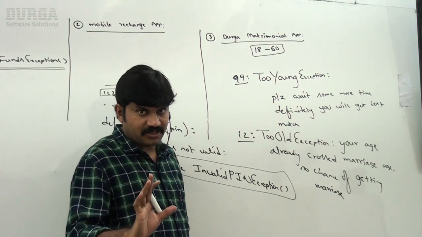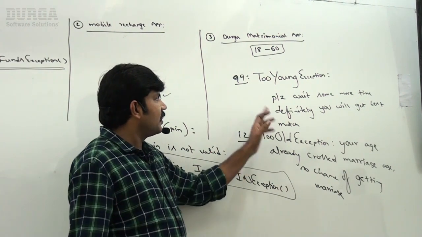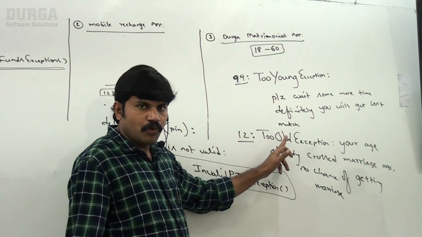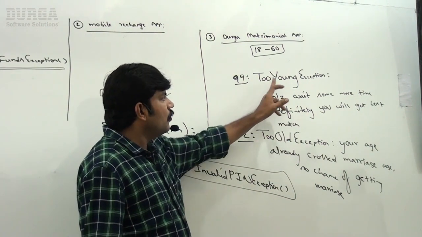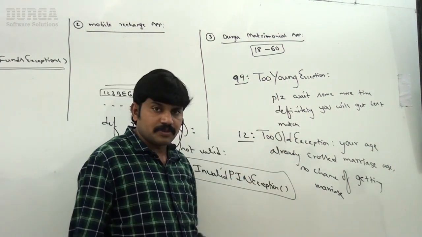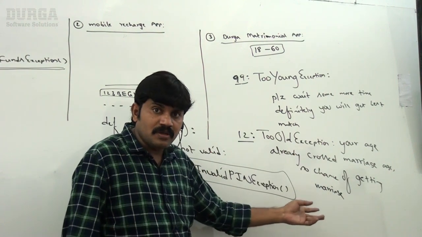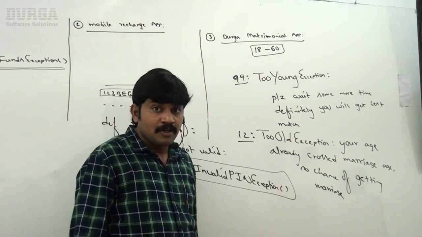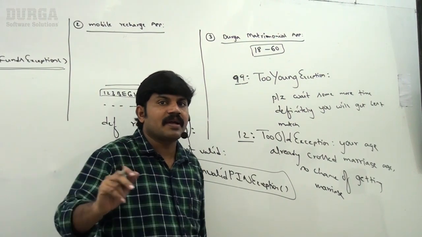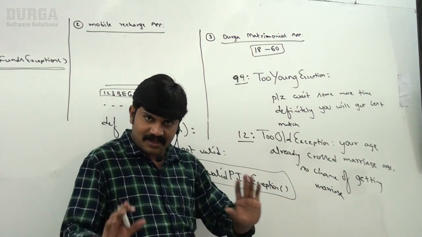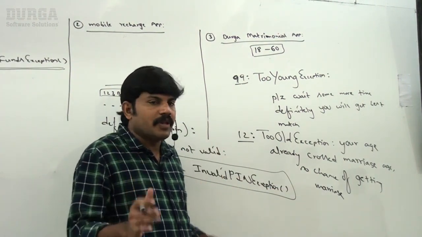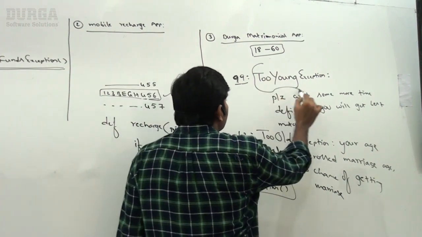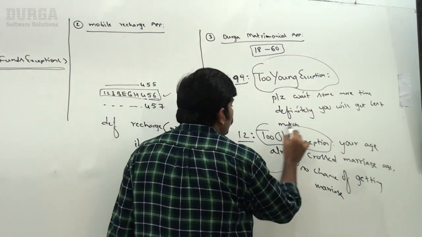Now take very special care, just for fun, reversing, sir. For 99, actually I have to write too old exception, just for fun. For 12, too young exception, because you don't know the legal rules, so that's why I'm saying your age has already crossed, you can't get the marriage. Then he is going to think about what is the correct age and so on, then he may get the legal rules. Now observe very carefully, sir. What is this too young exception? What is this too old exception?